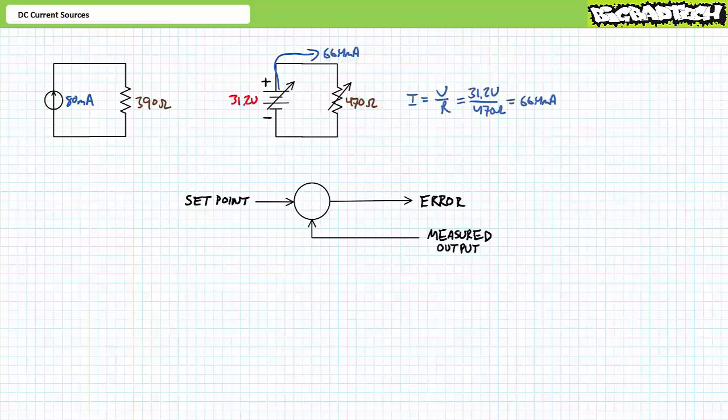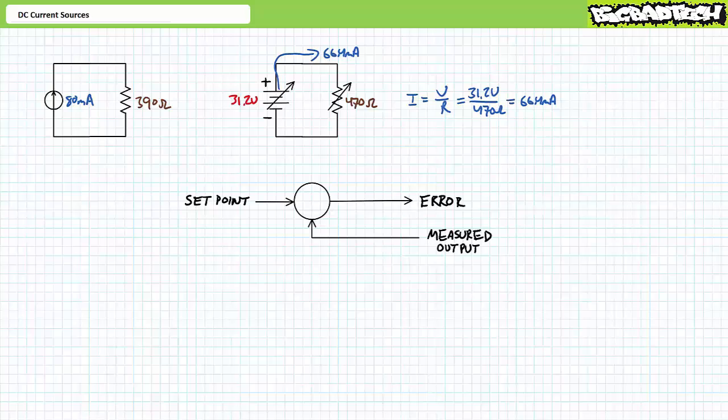If, however, the load resistor increased to 470 ohms, an application of Ohm's law demonstrates that 31.2 volts would push only roughly 66.4 milliamperes of current through the system. Via the feedback loop, the current source realizes there is an error of 13.6 milliamperes, and because of the sign associated with the summing junction, realizes the set point is higher than the output and must increase its output by an additional 13.6 milliamperes.